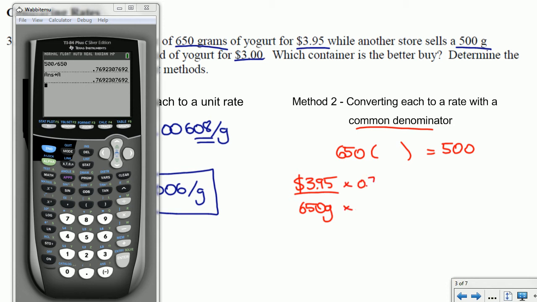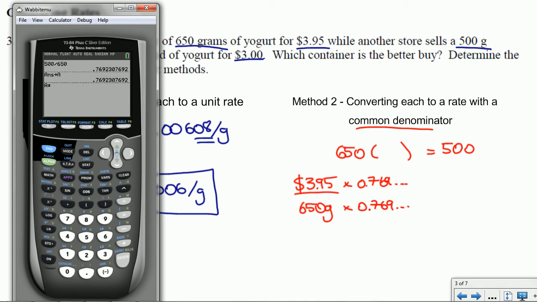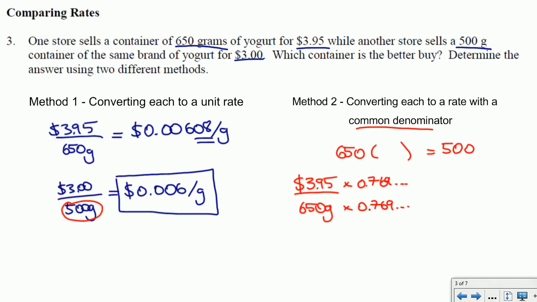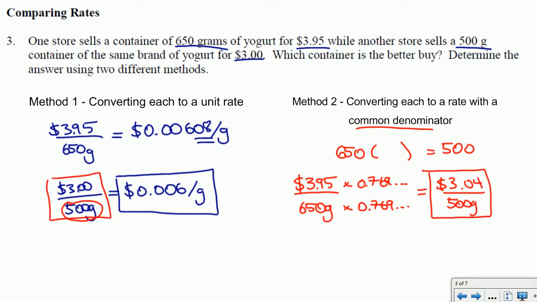So if I multiply the top and the bottom by the same number, the fraction retains its equivalent value. So if we go alpha A times 3.95, that gives us 3.04. And if we do the same to the bottom, alpha A times 650, that gives me 500, which was expected. So our new rate for the 650 gram container is going to be $3.04 per 500 grams. And now looking at this rate per 500 grams compared to this rate, it is again clear that the 500 gram container is a little bit better.